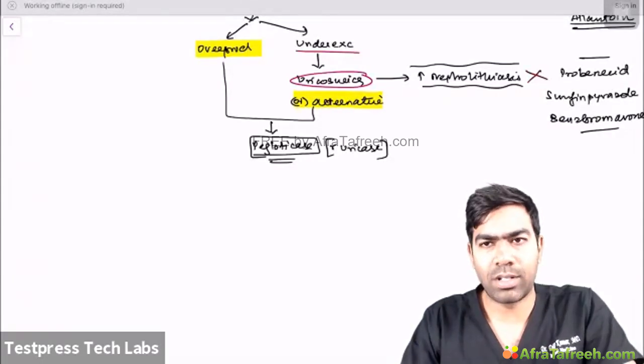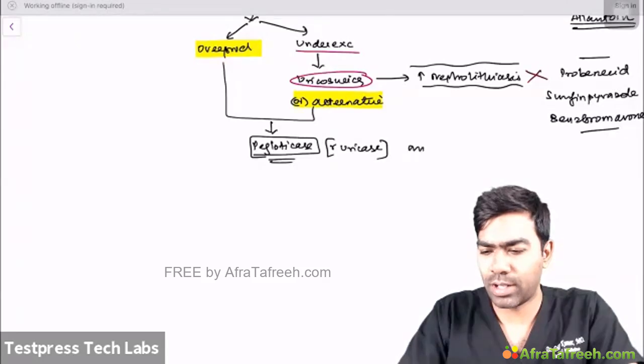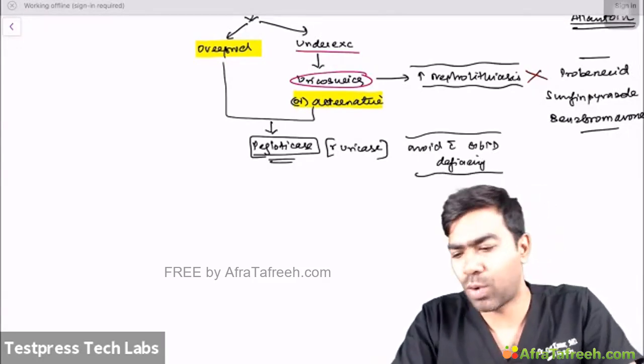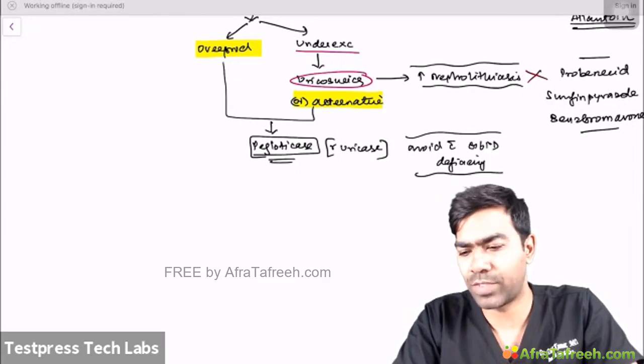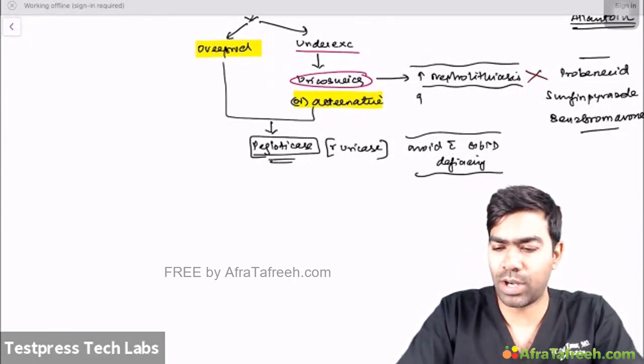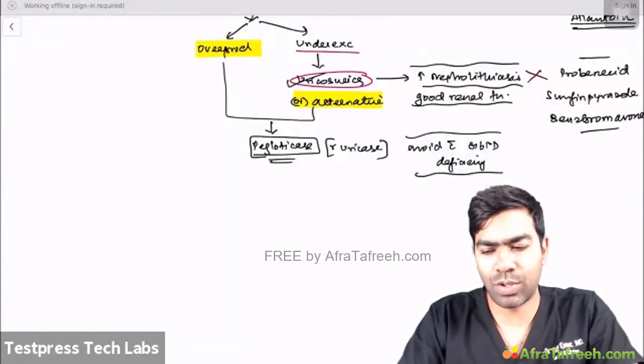One of the important points you need to know with regards to rasburicase is that you should avoid it in patients with G6PD deficiency. That's the most important point. Do not use rasburicase in G6PD deficiency. On the other hand, one more important point with regards to uricosuric agents is that they need good renal function. Good renal function is needed to have a good effect as far as uricosurics are concerned.